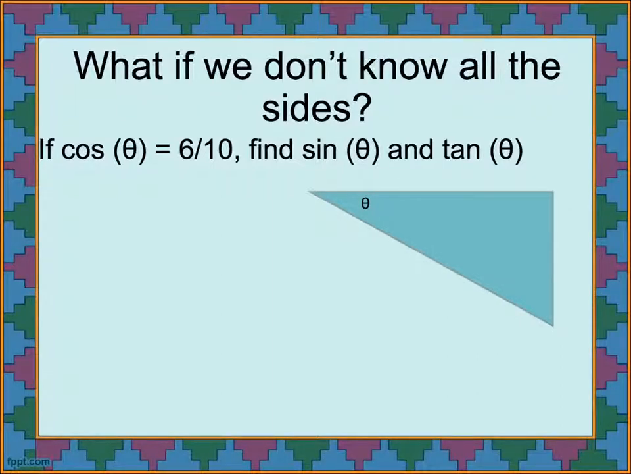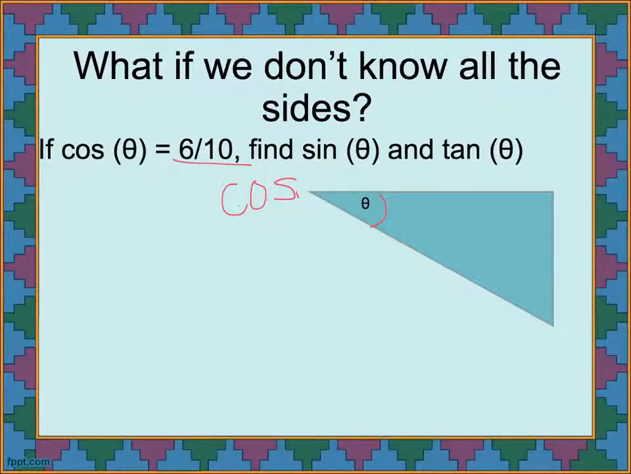It says if cosine theta equals 6 over 12, find sine theta and tangent theta. So first of all, they want us to do sine of theta. So we're talking about from this angle of my triangle. And it tells me our cosine is 6 over 12.